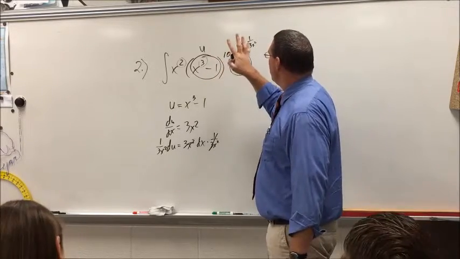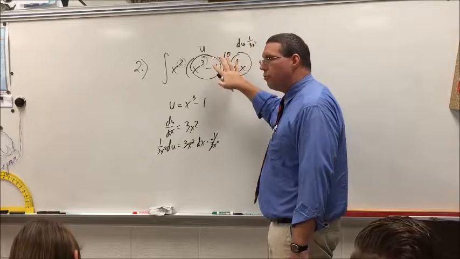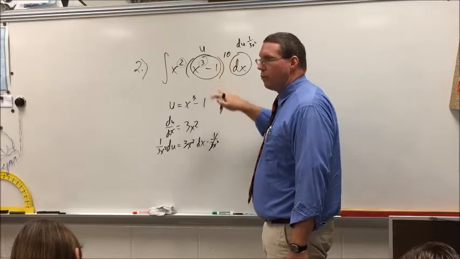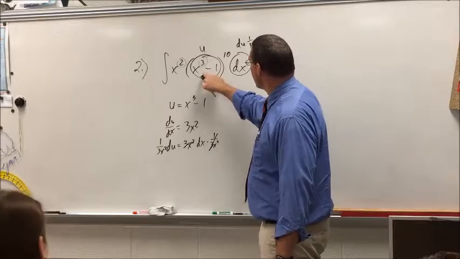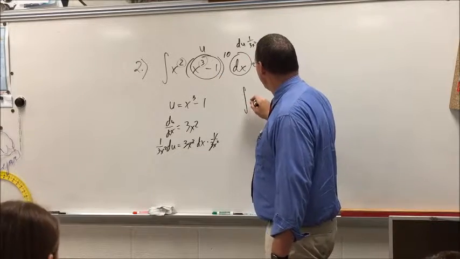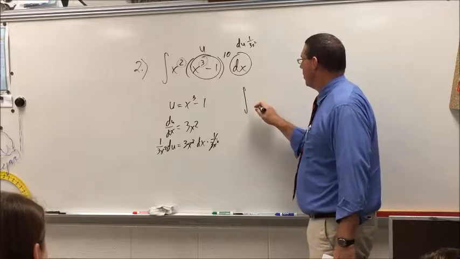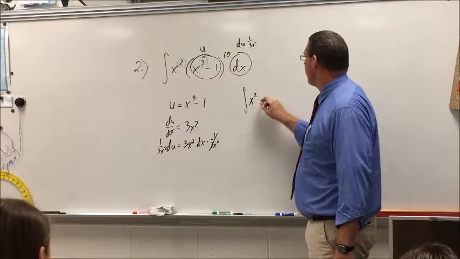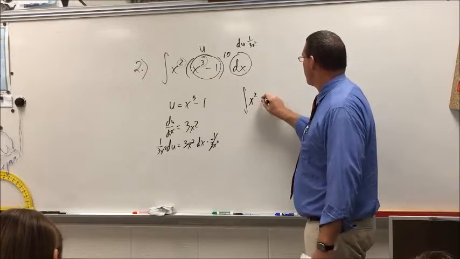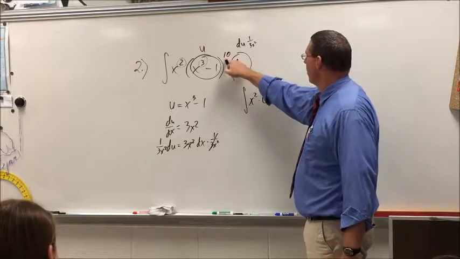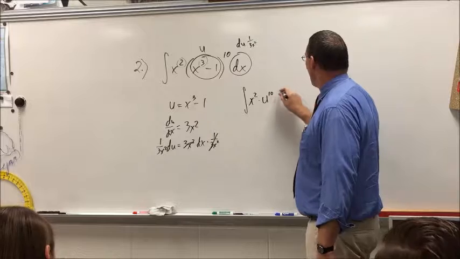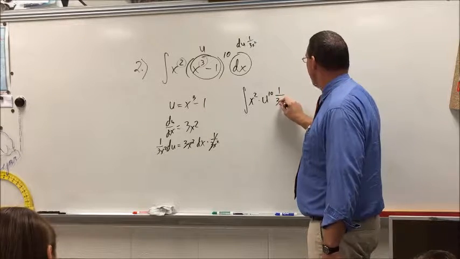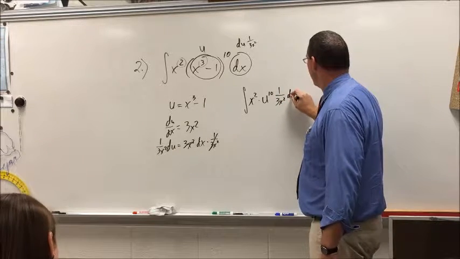I'm going to substitute the things first, and then you'll see that things are going to start getting canceled. So if I replace this with a u, I'll now have the indefinite integral of x squared, and then I'm going to put a u here, so I'll have times u to the 10th power, because the 10th power is still there. And then instead of dx, I'll have 1 over 3x squared du.